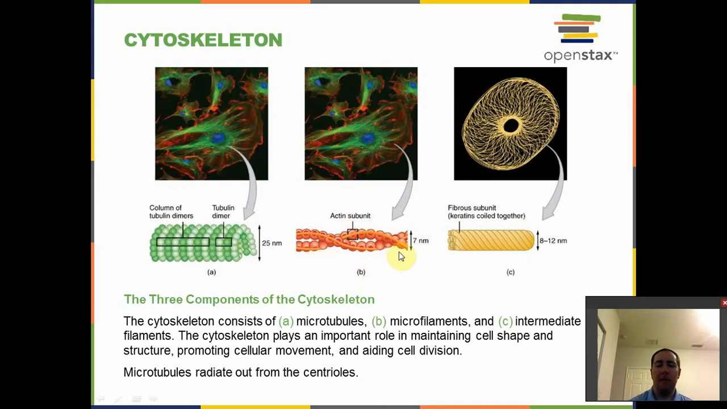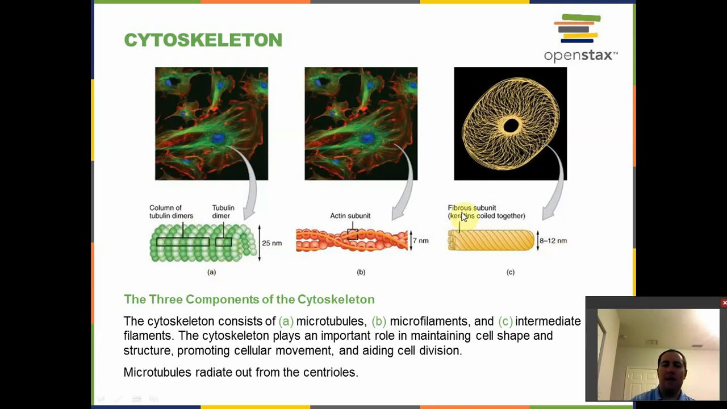So these are the smallest ones. Microfilaments are the smallest, and they are made out of actin protein. Notice this isn't nearly as tightly wound as the tubulin is over here. You have like two strings and you just kind of wrap them around each other.